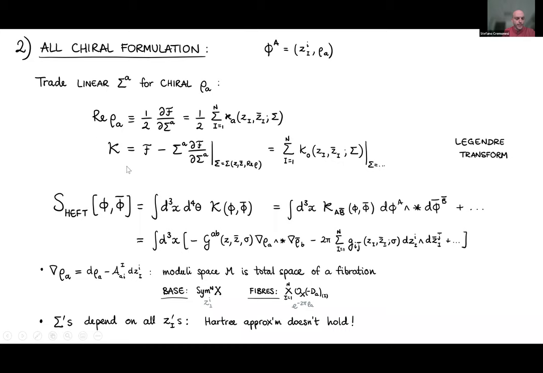So here naively you would say that the potential K that governs the holographic effective field theory is once again the sum of n terms, each of which is the potential K0 evaluated at the position of one of the M2 branes. But then the key point is that the relevant variables here are the Zs and the dual chiral superfields rho A. So in this expression here, I should express sigma as a function of all the chiral coordinates that are obtained by inverting the duality relation in the first line. So because of this, I can't think of this as a mean field approximation.